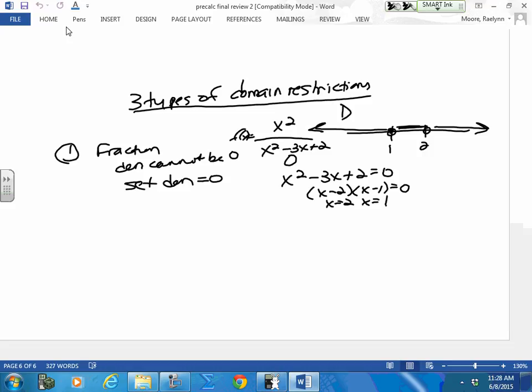So my domain that I'm allowed to use, my restricted domain, will be negative infinity to 1, jump over the 1, between 1 and 2, jump over the 2, and from 2 to infinity. And that's how I write my domain.